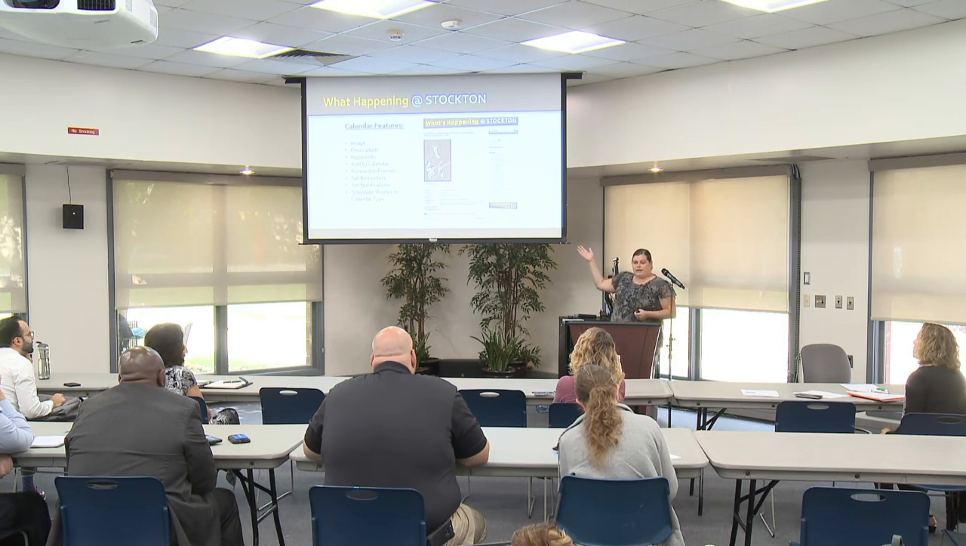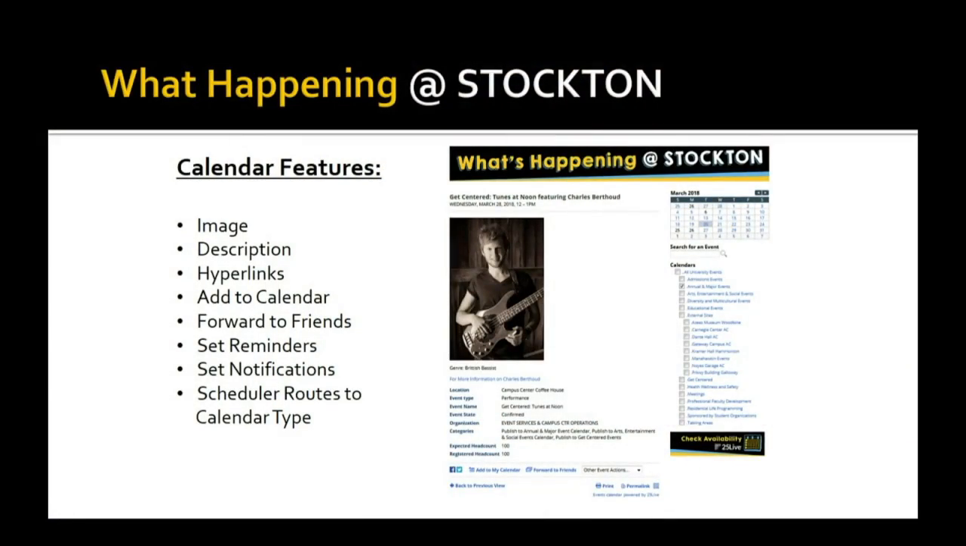When you click on an event, this is where it will take you for more detailed information. If you have an image that you want to highlight your event, please send that to us so that we can include it, so you can have a pretty info on it. There are so many more options now: you can hyperlink your event, add it to your own calendar, forward it to your friends, and set up reminders. So it's very user-friendly and allows you to do a multitude of different things rather than just seeing it on the web calendar.